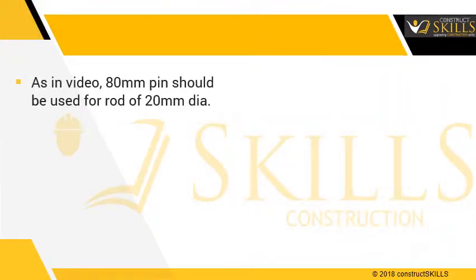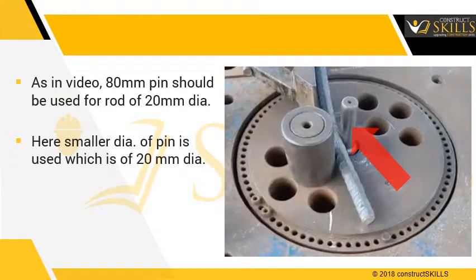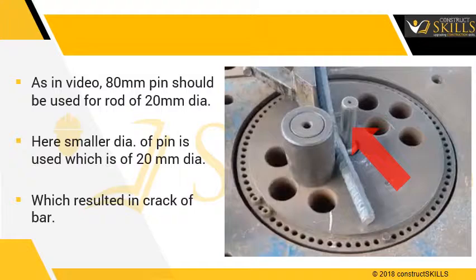As seen in the video, for a 20 mm diameter rod, a minimum 80 mm pinion should be used. Commonly available is 100 mm. In the video, as a smaller diameter pinion is used, specifically a 20 mm diameter for a 20 mm diameter bar, it caused failure of the reinforcing steel, in spite of adequate qualities.